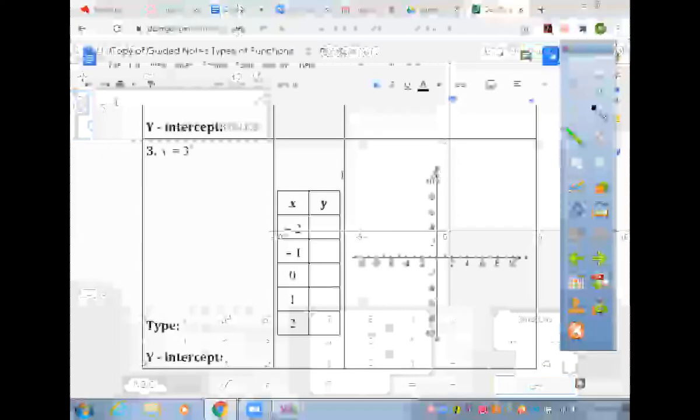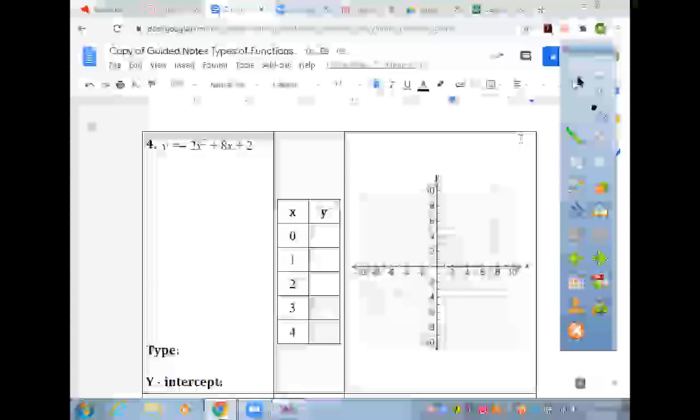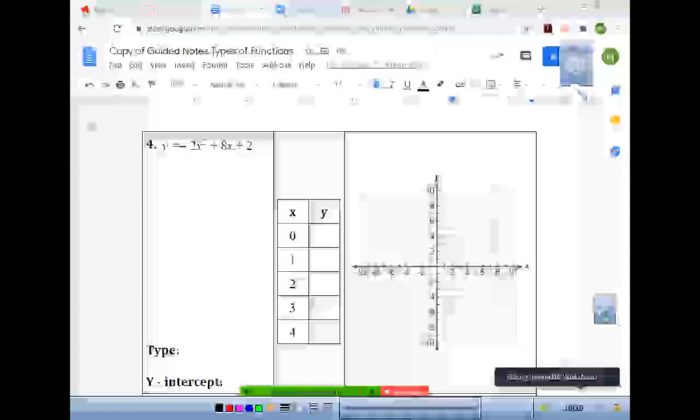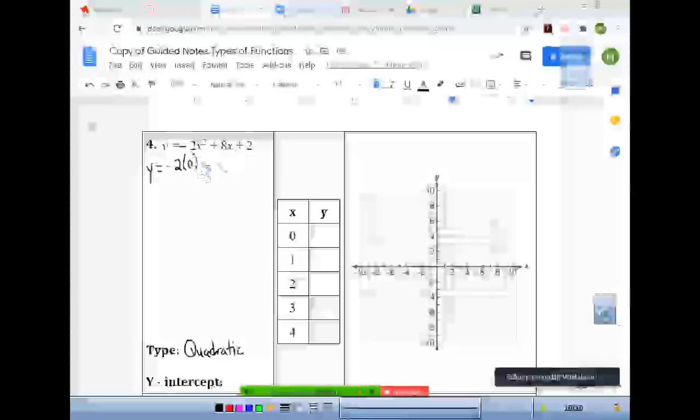Where am I at? What am I doing? Right here. All right, here we go. Number 4. What type? It is? Quadratic. Okay, it's got the highest exponent of 2. So that makes it quadratic. Okay, and we're going to plug in 0 to get our y-intercept.